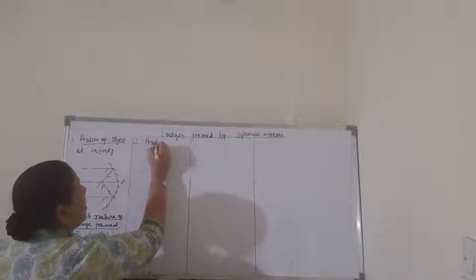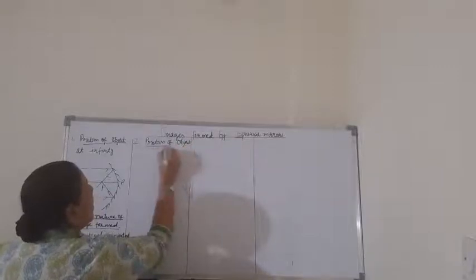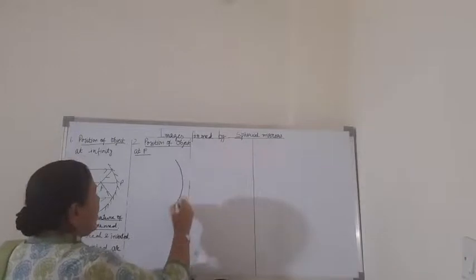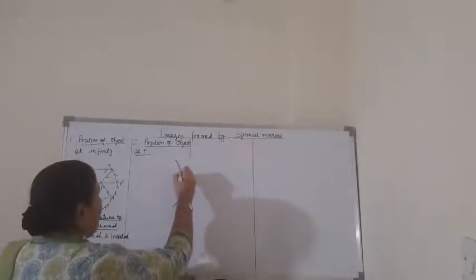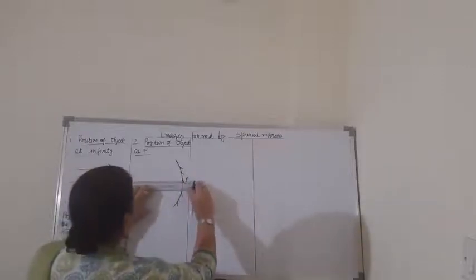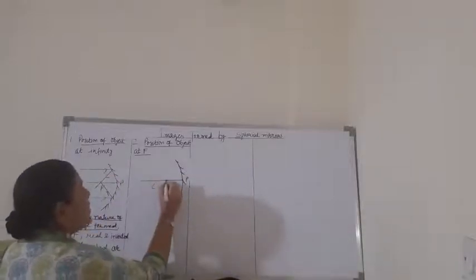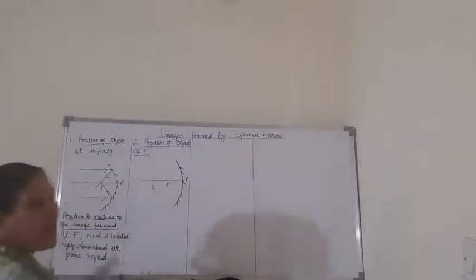Second case, the position of the object is at F, principal focus. Now in the second case I am taking the object placed at principal focus. What will happen then? Say we have a concave mirror here with P as the pole. We have one principal axis here which goes through C, and the object is, say, here at F.